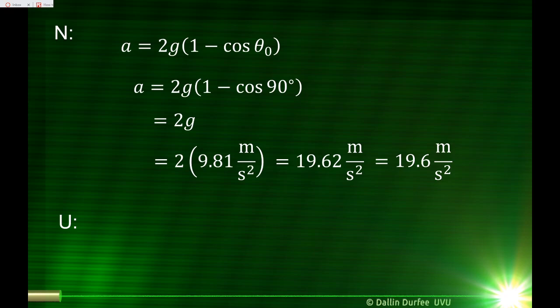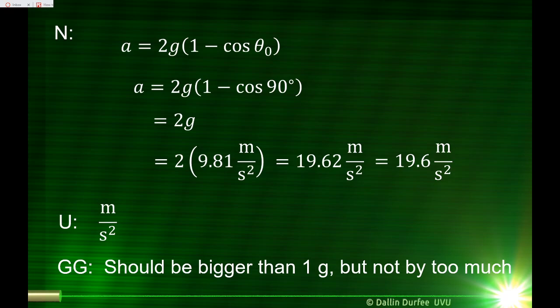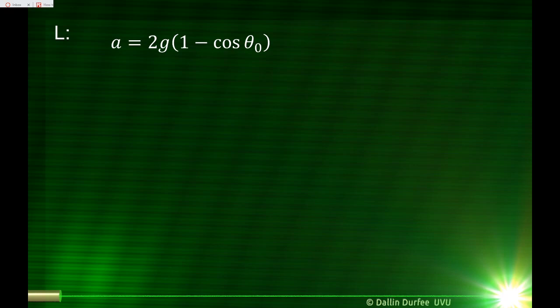Units: well, my acceleration is equal to something without units times g, which has units of acceleration, so I'm good. Gauge and guesstimate: well, it should be bigger than g, but not by much, right? It shouldn't be like 4, 5, or 6 g's, because people don't black out on swings. So I don't see any reason why I should suspect my answer based on the numerical values that we get. Okay? Limits, known cases, and trends.